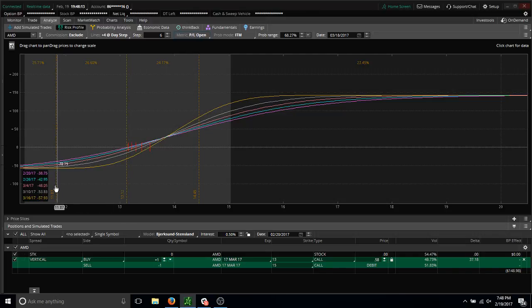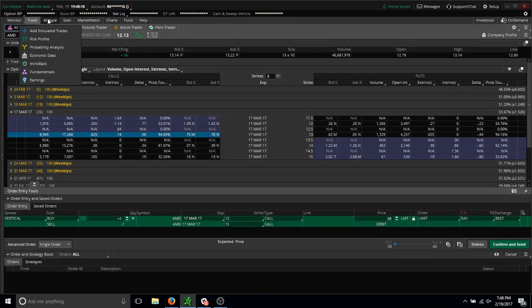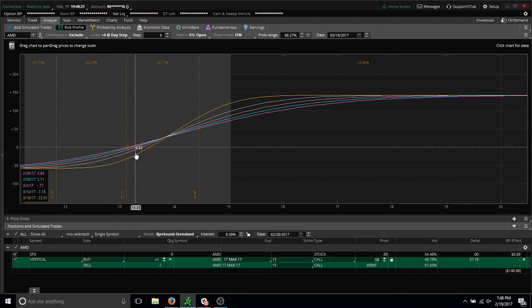So as the price, let's see, we're at what, 13.13 right now. So yeah, right there. This will give you, if it stayed the same price on the date 2 days before expiry on 3/16, we'd actually be minus 32. Whereas if it drops back down to, let's say, $12, then we'd be minus 57.